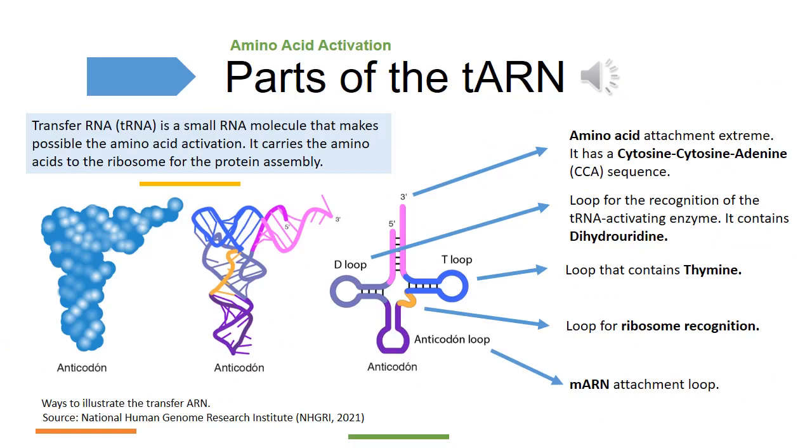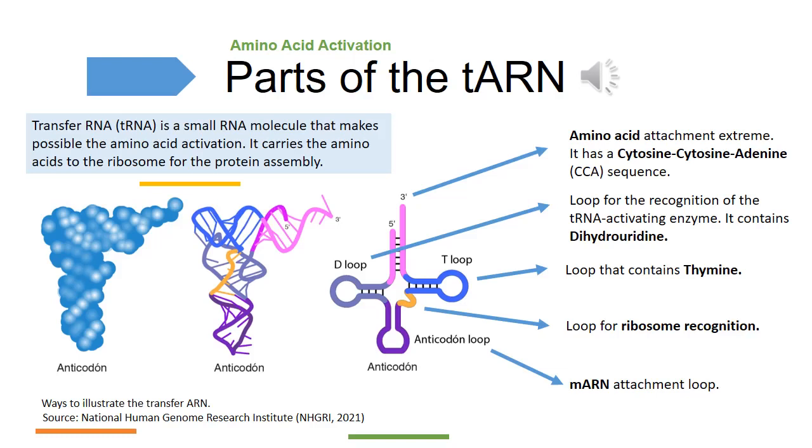Transfer RNA is a small RNA molecule that makes possible the amino acid activation. It carries the amino acids to the ribosome for the protein assembly. The parts of this molecule are: first, an amino acid attachment stem. It has a cytosine-cytosine-adenine sequence.